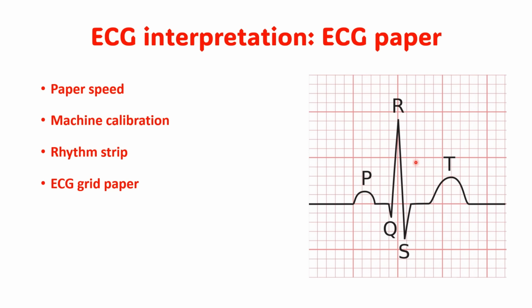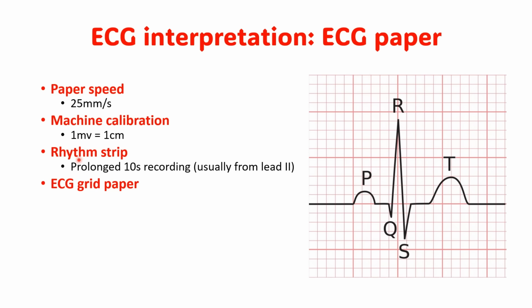Okay, so let's talk about the ECG paper itself. We have the paper speed, which is roughly 25 millimeters per second. In terms of the calibration, 1 millivolt is equal to 1 centimeter. We have the rhythm strip, which is usually from lead 2, and this is a prolonged 10-second recording. It's very useful for working out the rhythm and also the rate.